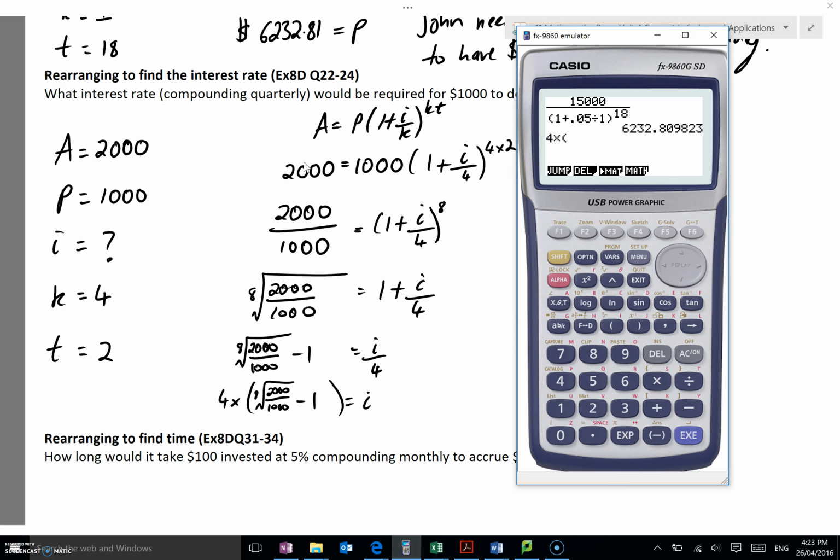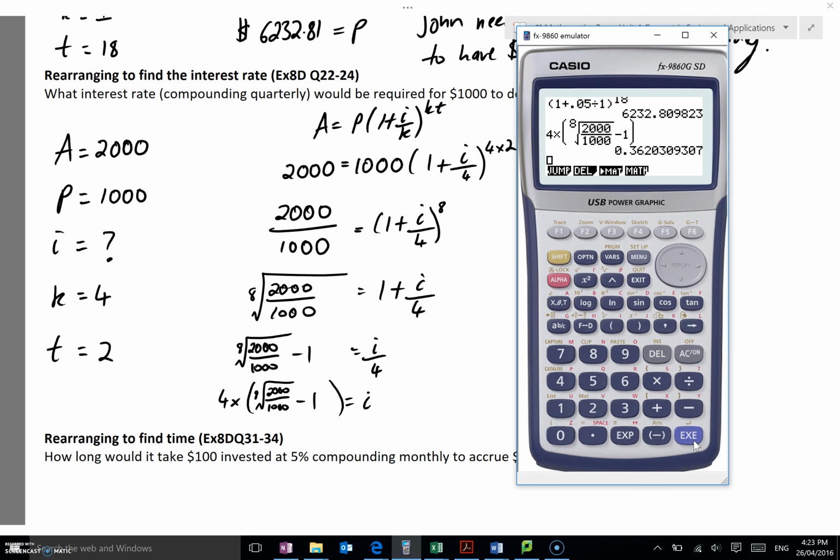So 4 times, open bracket. To do the 8th root, instead of using the power sign, we'll use shift and the power sign. I'll put an 8 here. Inside here, 2000 on 1000. Get outside of all of this root business, minus 1. Make sure when you type minus 1 that the root doesn't continue across, and close the brackets.